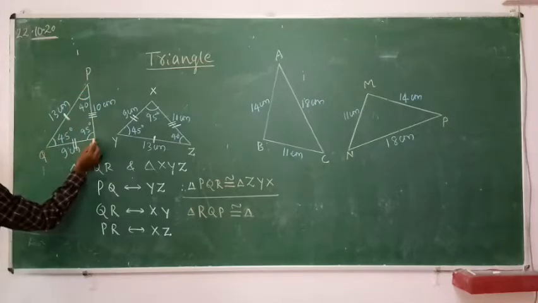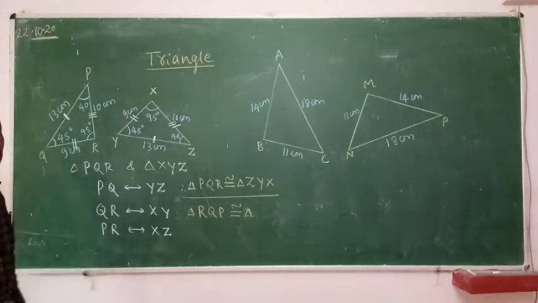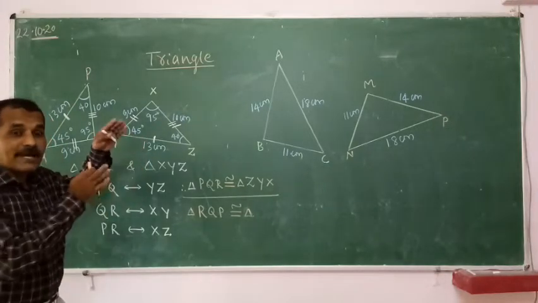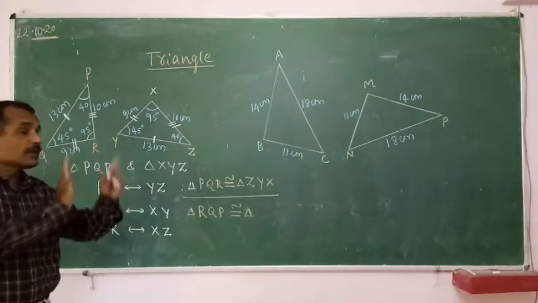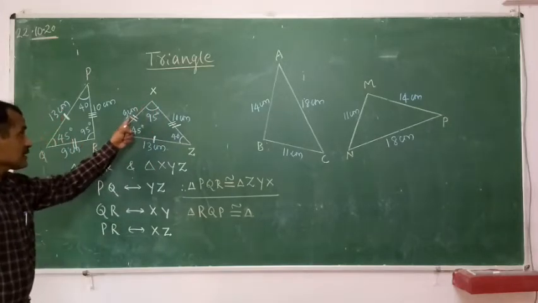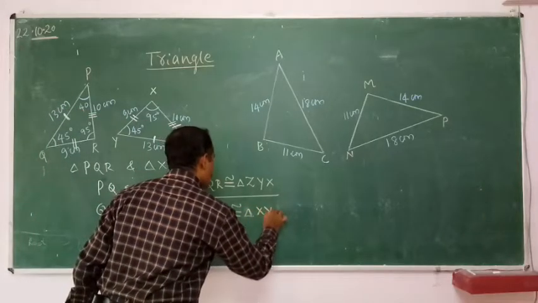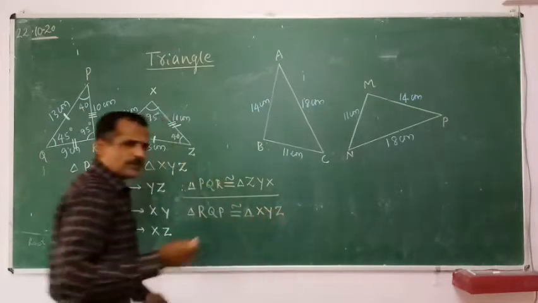RQP means from 9 centimeter it is going towards 13 centimeter. Can you try here? From 9 centimeter it should go to 13 centimeter. From 9 it should go to 13. That means X, Y, Z. Triangle XYZ. If you want, you can check.